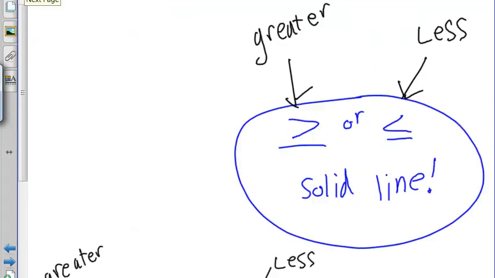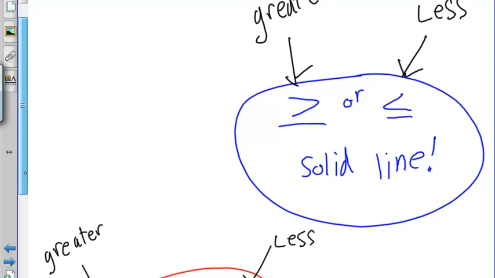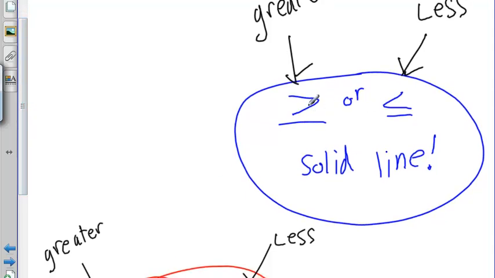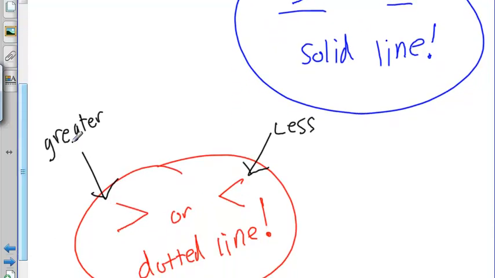Okay. So these are the things you really need to remember, okay? If it looks like this, it's a greater than, and this is a less than, but these are solid lines because there's a line underneath. They're solid lines, okay? So just remember that these two are going to be a solid line. And then this one is a greater than, this is a less than, and this is going to be a dotted line. So we're showing you the different options.